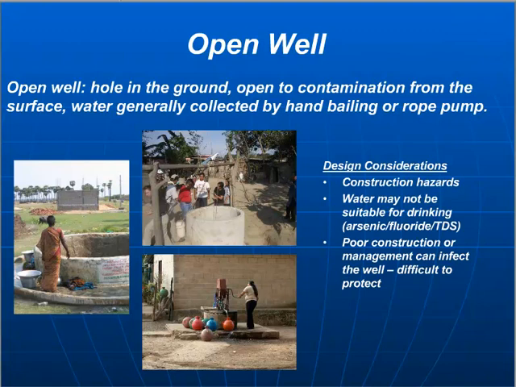So the wells. Wells can take many forms, and then it introduces the potential need for pumping. This first slide is a slide of an open well, and open wells are basically holes in the ground open to contamination from the surface, and water generally is collected by some sort of hand bailing or kind of rope pump to access the water.